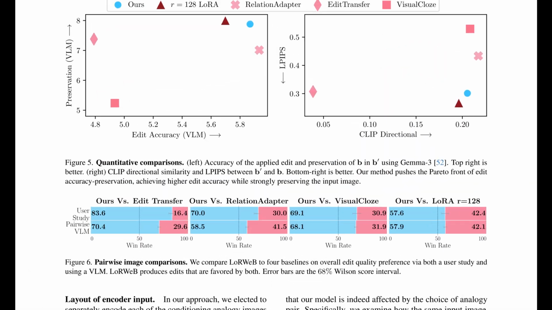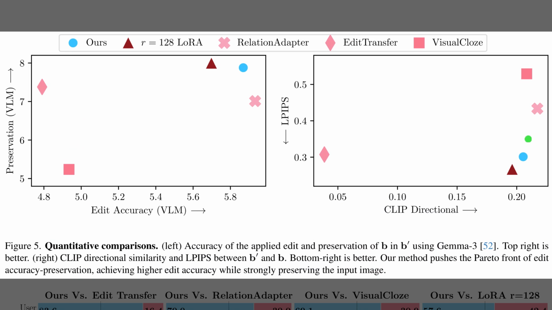Well, Figure 4 showed us the visual quality, and now Figure 5 backs that up with quantitative metrics. The left chart plots preservation against edit accuracy, using the Gemma 3 model, where the goal is to land in the top right corner. The blue dot for this method achieves the best overall trade-off, surpassing the high-rank LoRA, the brown triangle, in accuracy, and beating the relation adapter, the pink cross, in preservation. The right chart corroborates this using standard metrics, where the method lands in the desirable bottom right region.